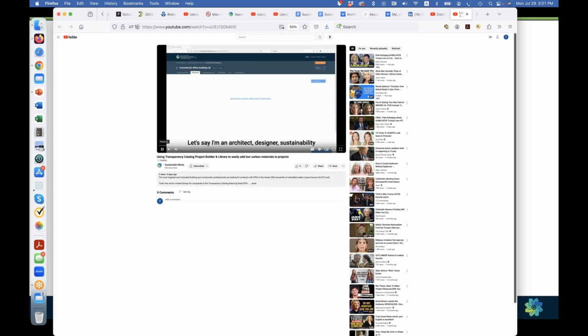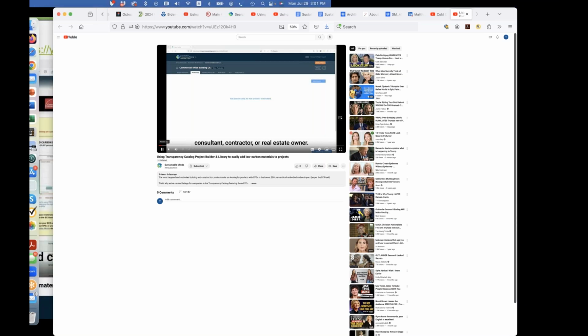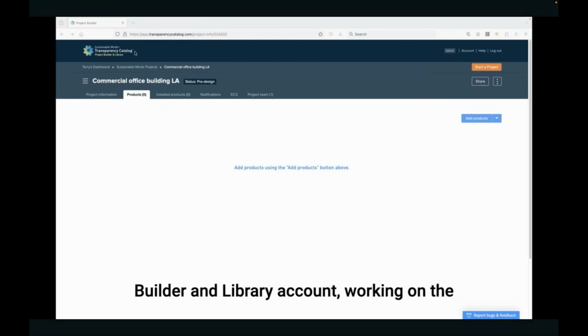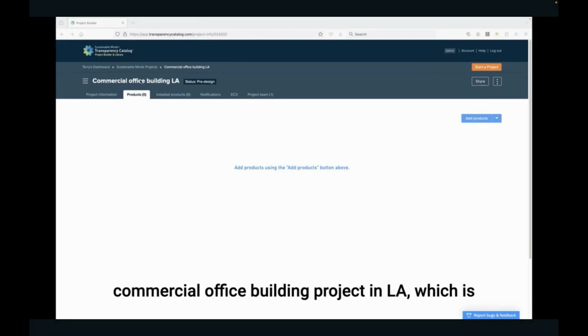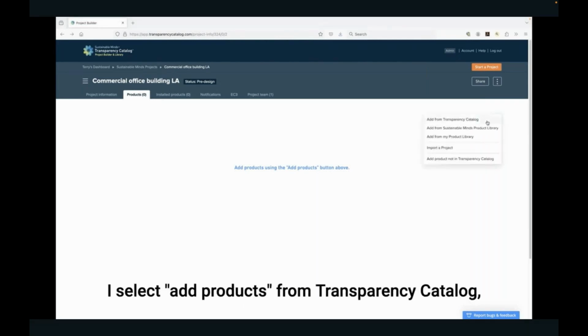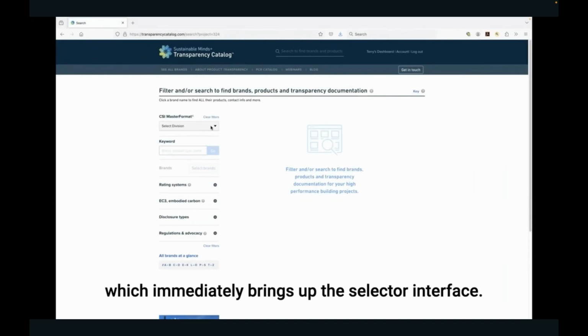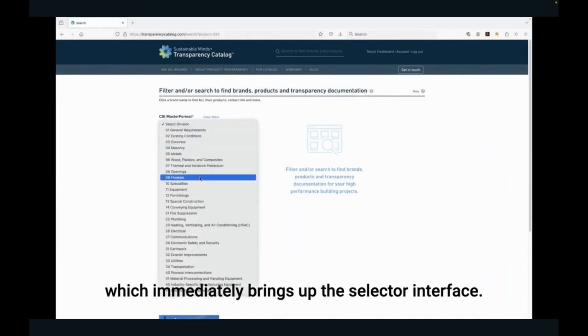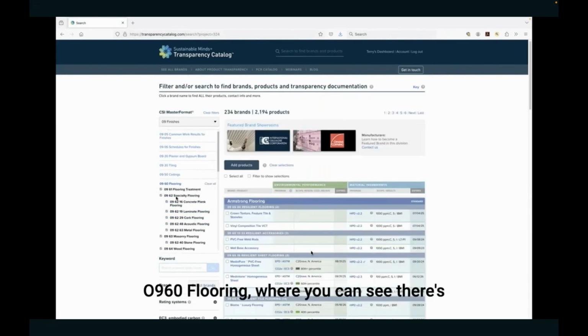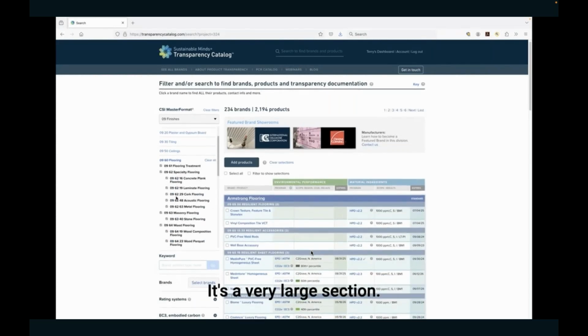Let's say I'm an architect, designer, sustainability consultant, contractor, or real estate owner. I'm logged into my transparency catalog Project Builder and Library account, working on the commercial office building project in LA, which is being designed to meet carbon reduction targets. Let's start by adding flooring products. I select Add Products from Transparency Catalog, which immediately brings up the selector interface where I can select Division 9, go directly to 0960 flooring, where you can see there's 234 brands and over 2,000 products. It's a very large section.